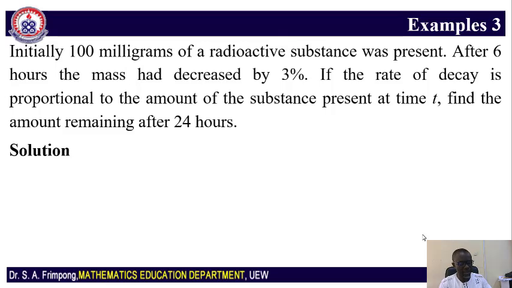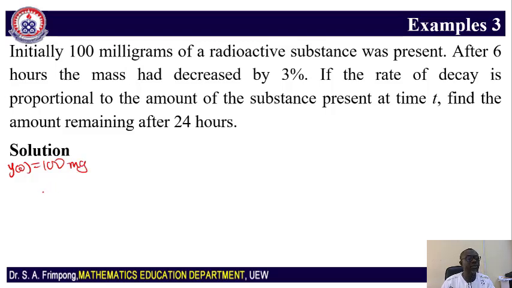Let's look at our third example. Initially, 100 milligrams of a radioactive substance was present. After 6 hours, the mass has decreased by 3%. If the rate of decay is proportional to the amount of the substance present at time t, find the amount remaining after 24 hours. So here, we have been told that initially, that's y of 0 is 100 milligrams.